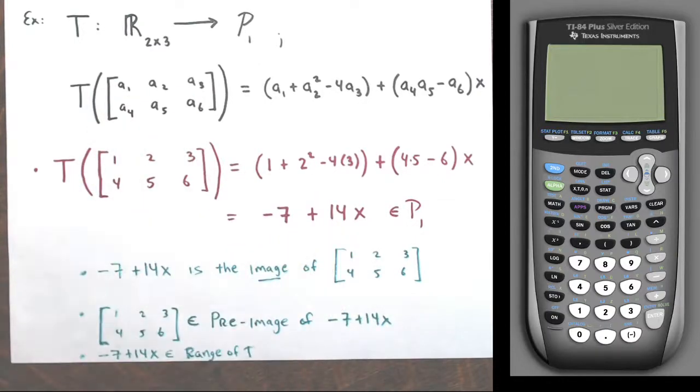So the pre-image of an element of the output is going to have either one element, or more than one element, or no elements. You just have to be careful. Don't just automatically say this is the only thing in the pre-image of negative 7 plus 14x.